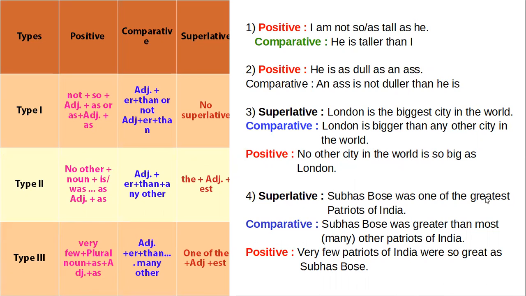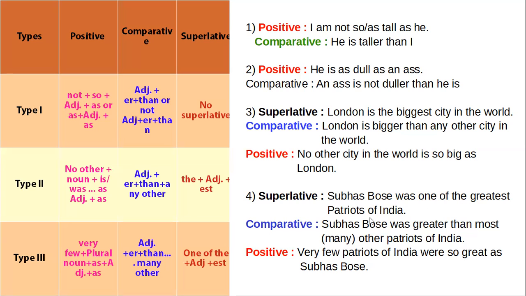Subhash Bose was one of the greatest patriots of India. So, what type of degree is it? Superlative. Why? Because here they have given "one of the" plus adjective plus "est". So here great is the adjective and we add est. So this is the third type.